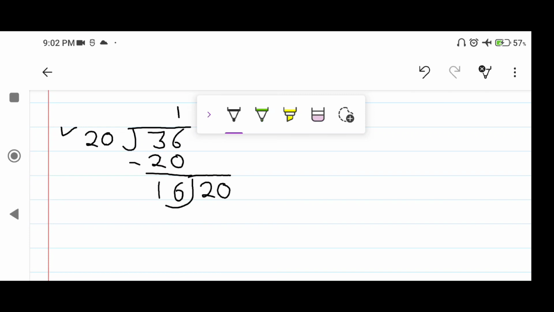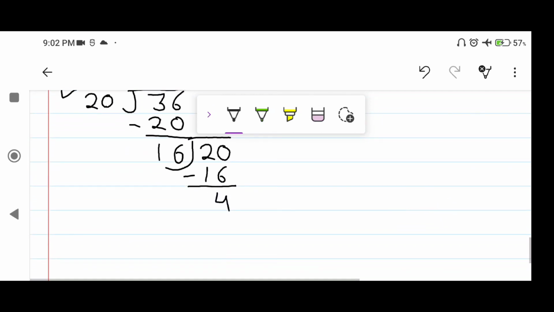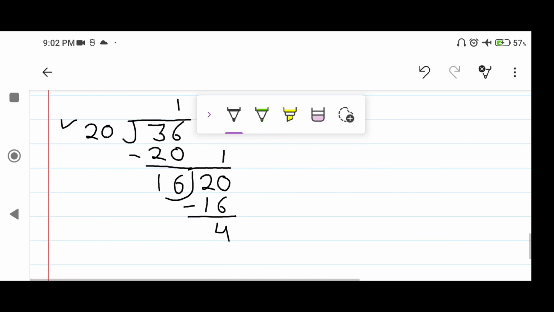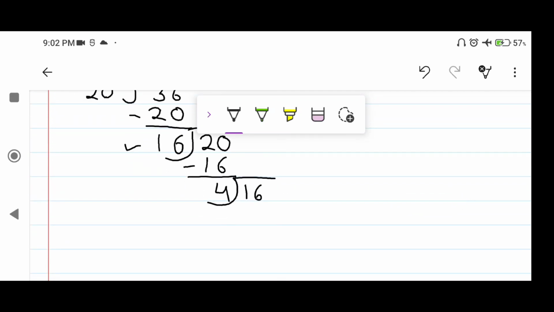Now let us divide again. What do we get? 16 ones are 16 and 20 minus 16 is 4. So now 4 will become the divisor, and this 16, which is the previous divisor, will become the dividend. Now we shall divide 16 by 4. 4 4s are 16. And now finally we find that the remainder is 0.